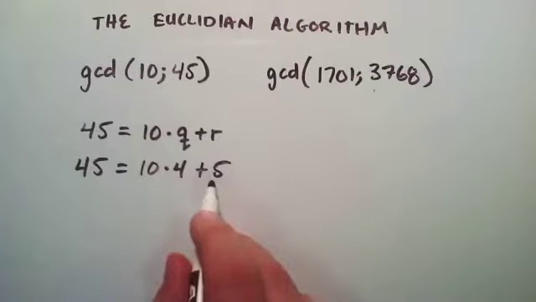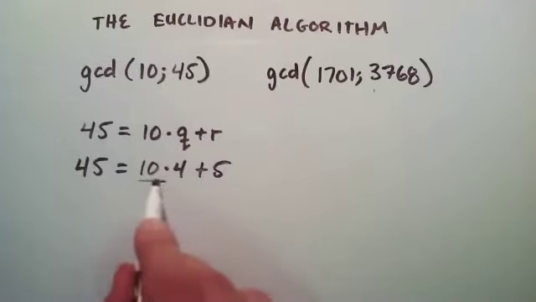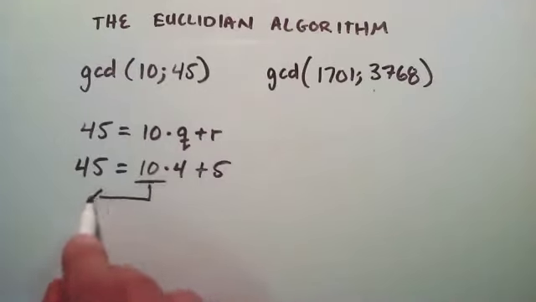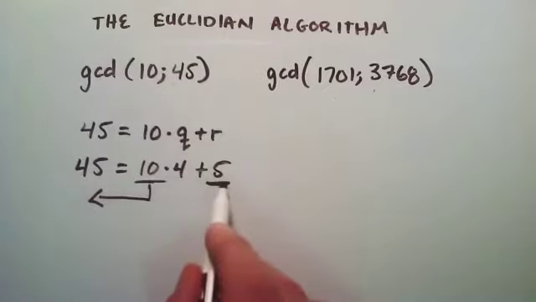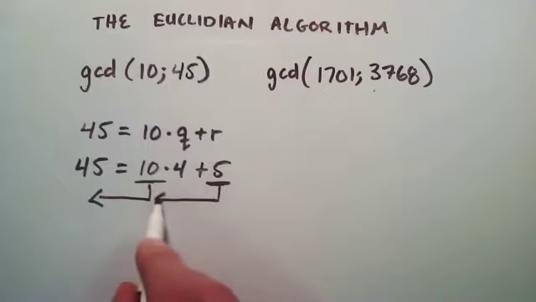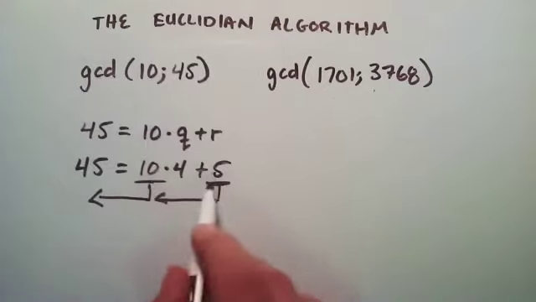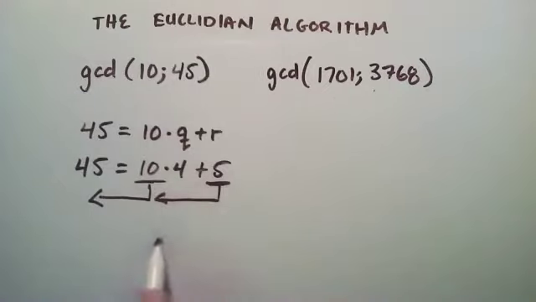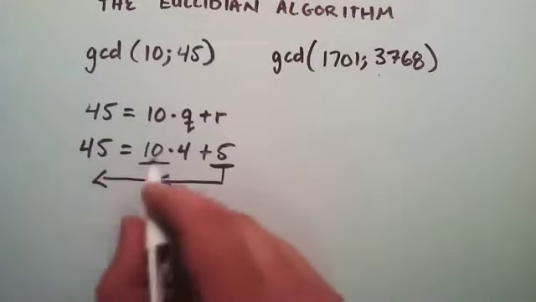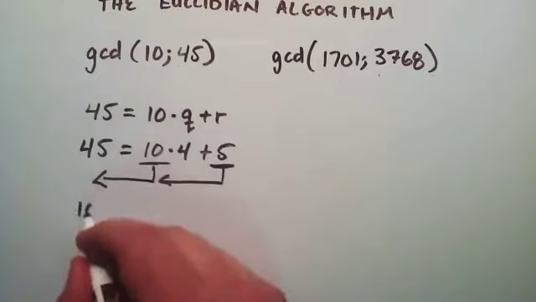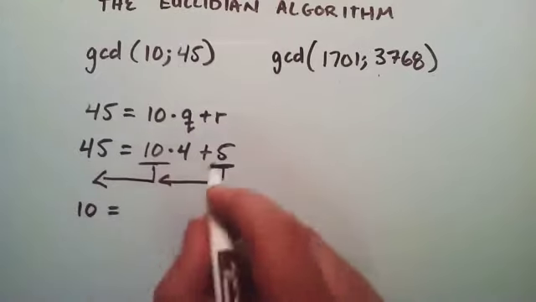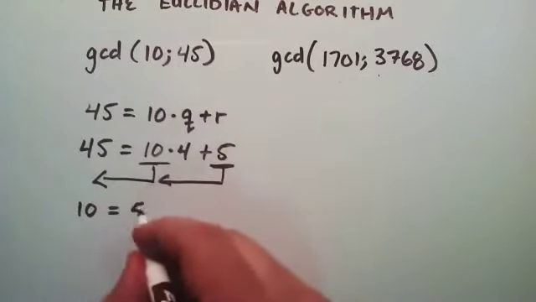So the next step and all the remaining steps is we take the number that's in this position and we move it to where this number was on the left hand side. And then we take our remainder and we move it to where this number was. And we just follow this pattern all the way down until we get a remainder of 0. So for our case we're just going to get rid of the 45 and move the 10 where the 45 was. And then the 5 goes where the 10 was.